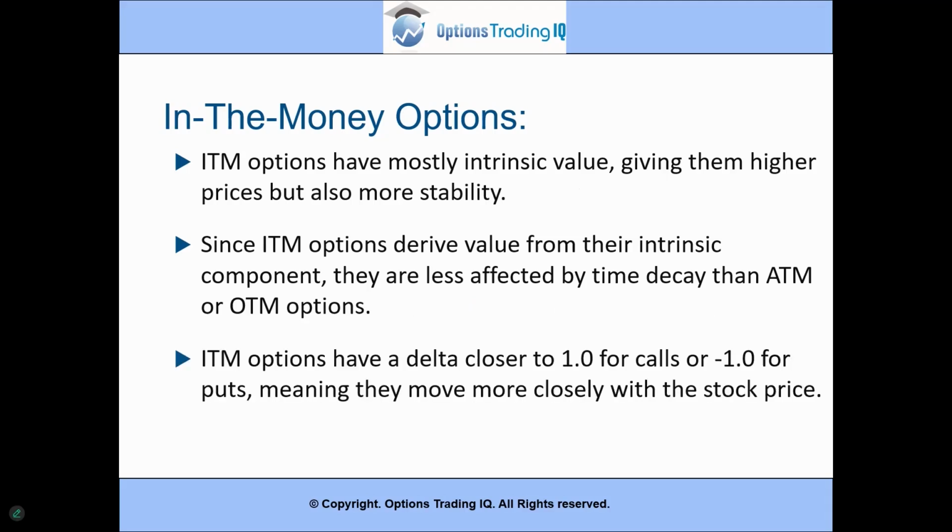In the money options have a delta closer to 1 for calls or -1 for puts, meaning that they move more closely with the stock price. And these ones are perfect for strategies like the poor man's covered call, where we use an in the money option basically as a stock replacement strategy.